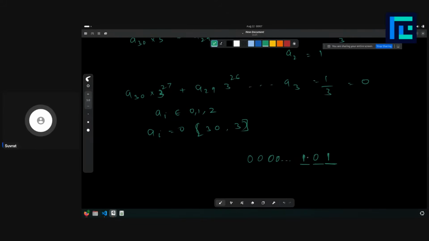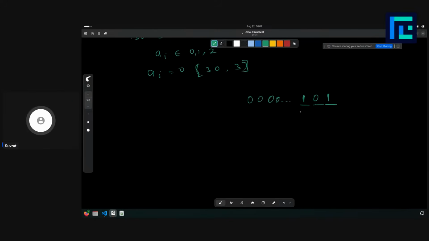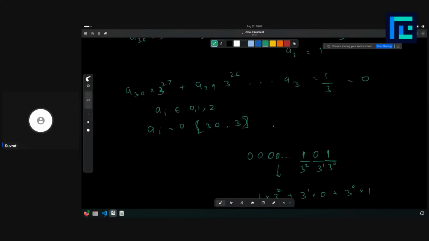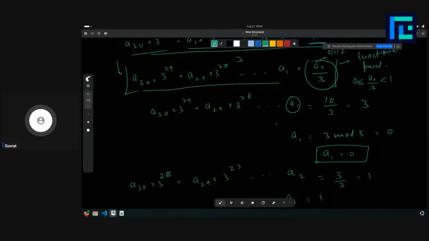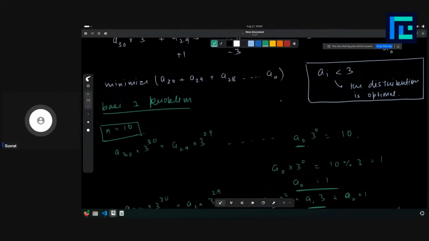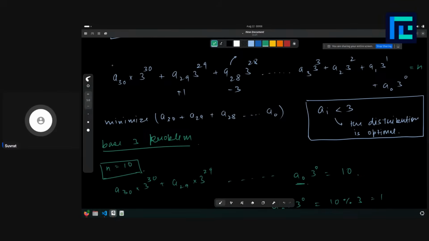And we can also check that this representation is correct, because we can put the value to go back to base 10, which would be 1 into 3 to the power 2. Basically this is the coefficient of 3 to the power 0, 3 to the power 1, 3 to the power 2, plus 3 to the power 1 into 0 plus 3 to the power 0 into 1. So this is 9 plus 1, which is equal to 10. So we see that our base 3 representation matches exactly what we are trying to do in this problem.